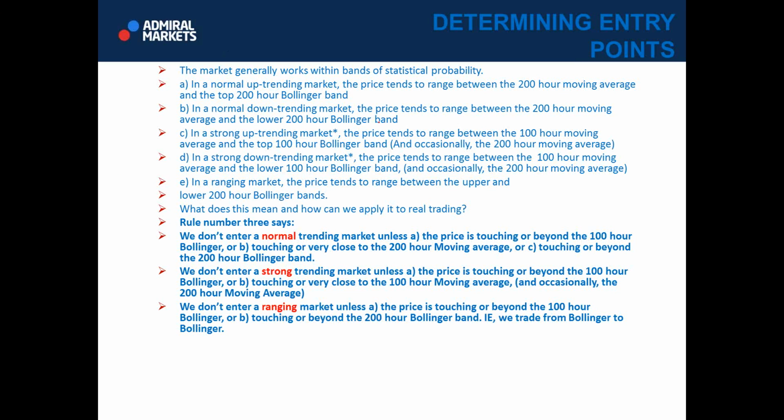So, rule number 3 summarized. We don't enter a normal trading market unless the price is touching or beyond the 100-hour Bollinger or touching or very close to the 200-hour moving average or touching or beyond the 200-hour Bollinger Band. We don't enter a strong trending market unless the price is touching or beyond the 100-hour Bollinger or touching or very close to the 100-hour moving average, and occasionally 200. We don't enter a ranging market unless the price is touching or beyond the 100-hour Bollinger or touching or beyond the 200-hour Bollinger Band if we trade Bollinger to Bollinger.